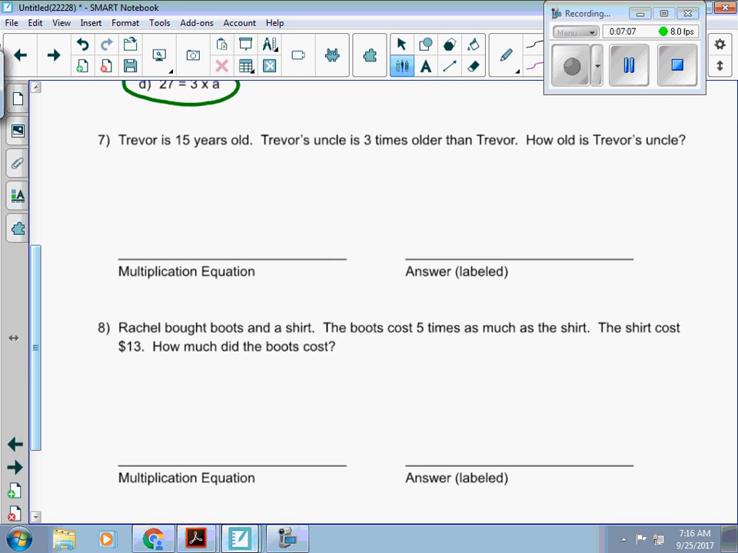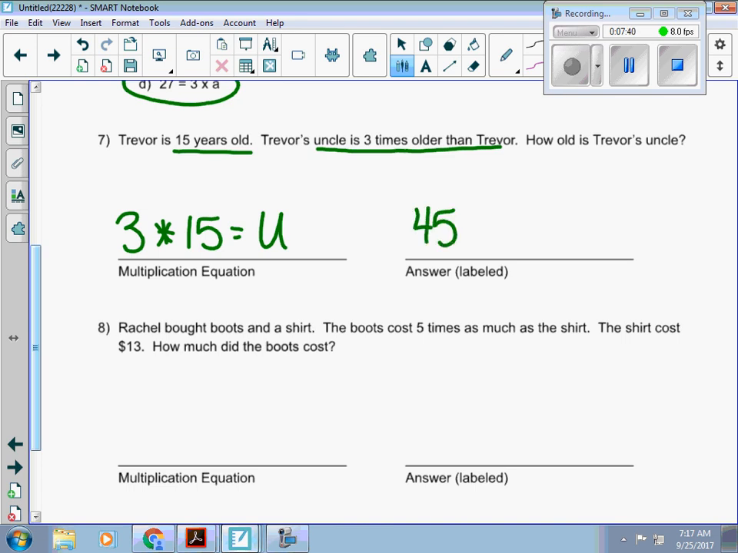Number 7. Trevor is 15 years old. Trevor's uncle is 3 times older than Trevor. How old is Trevor's uncle? We need the equation and the answer. Remember that equation, we're using that variable. So I'm going to underline my important things. Trevor's 15 years old. His uncle is 3 times Trevor. So if I do 3 times Trevor, I'm going to say U for uncle. Okay? And then when I solve that, I get 45 years old. And you could write the word years if you wanted, that's okay.